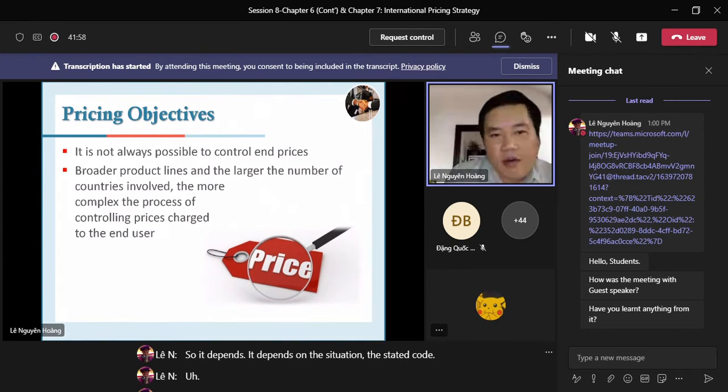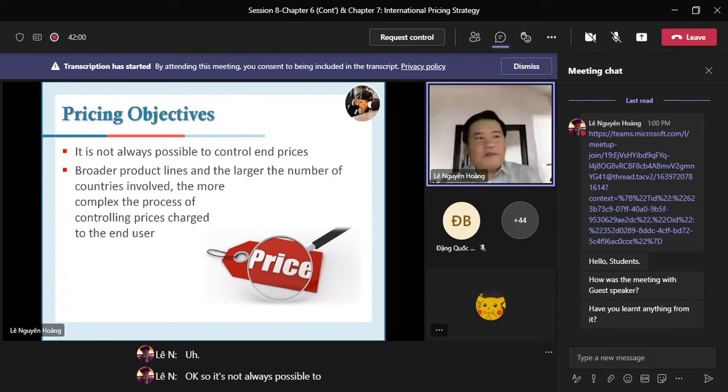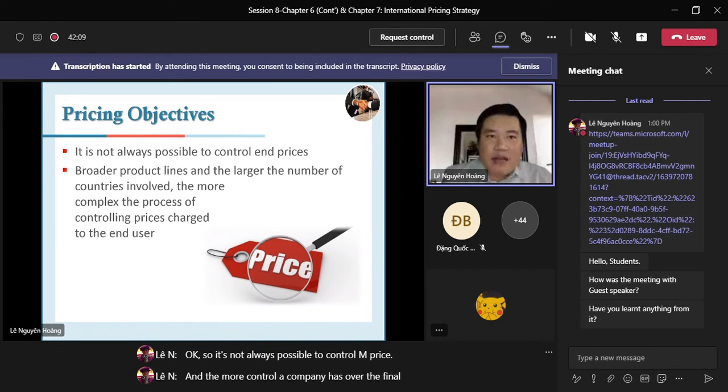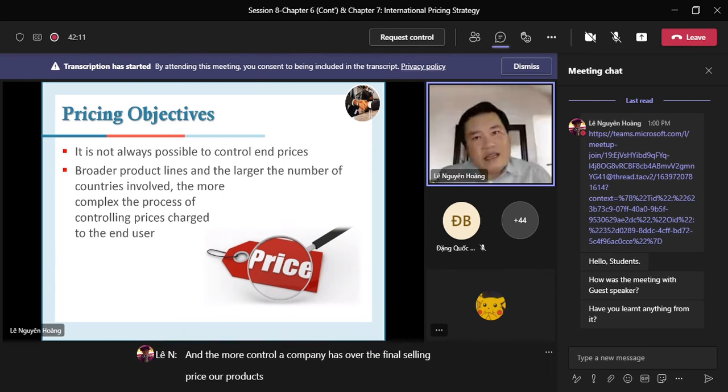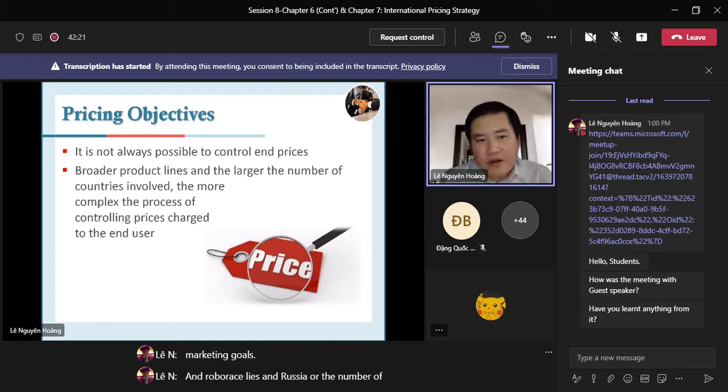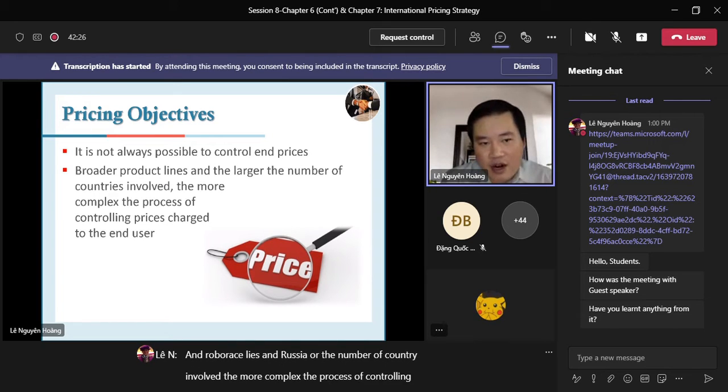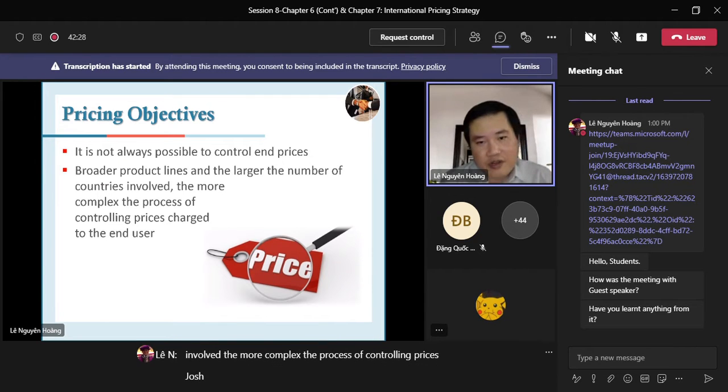Okay, so it's not always possible to control end price. And the more control a company has over the final selling price of a product, the better it is able to achieve its marketing goals. With broader product lines and a larger number of countries involved, the process of controlling the price charged to the end user becomes more complex.